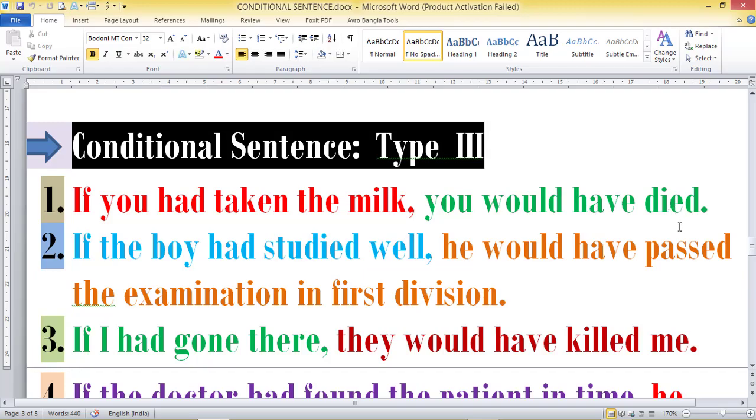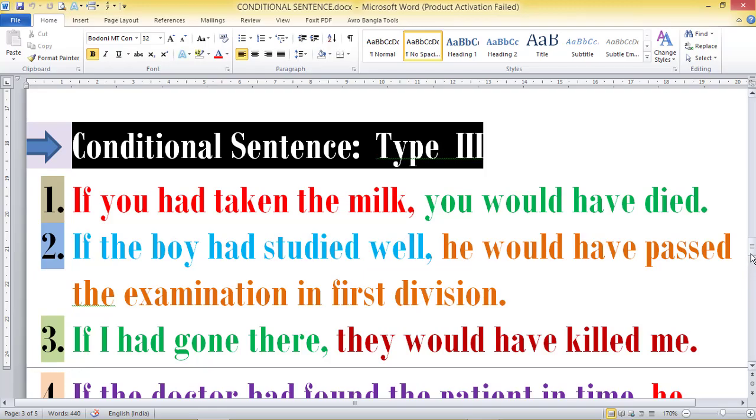So in case of conditional sentence type 3, in the if clause, we have to use past perfect tense, and in the main clause after the subject, we have to use perfect infinitive, that is would, should, could, might, have plus the third form of the verb. Here the action is past, time also past, and tense also past.